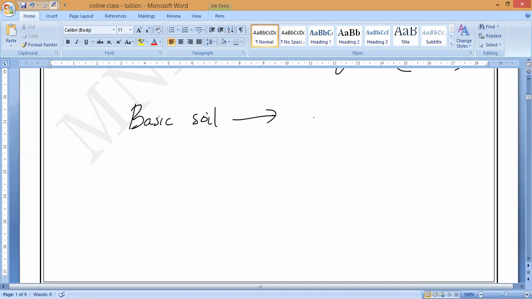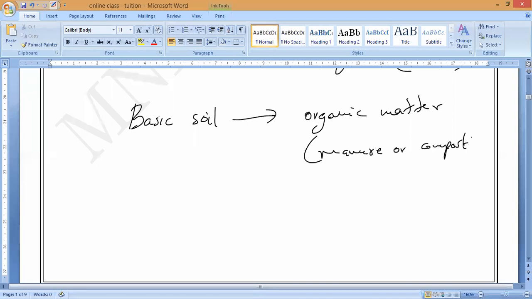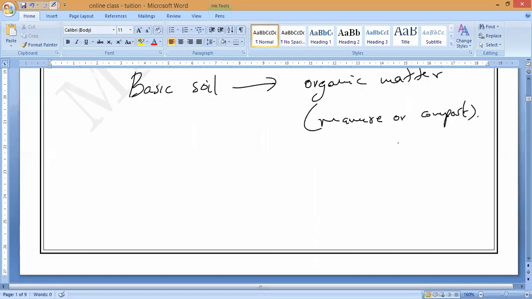Understand? That is what we should call manure, as well as compost, vermicompost or compost. So if the soil is basic, then what do we have to use? We have to use organic matter, decaying organic matter. For example, what can we use? Manure or vermicompost or compost. So this is what it is.